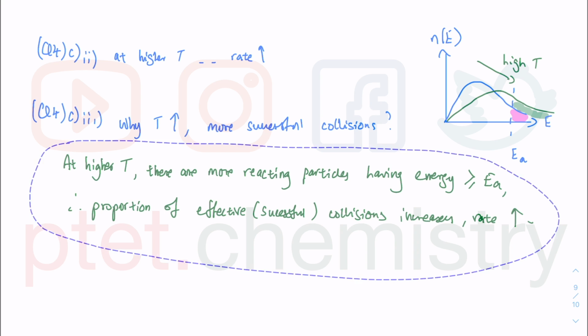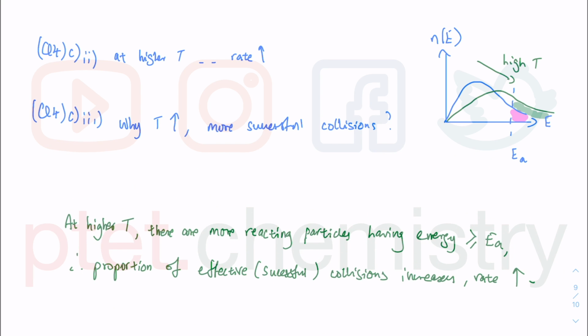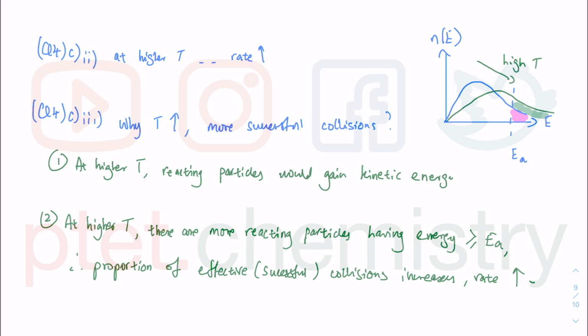Okay, but I think there's only one point. There's actually another point which I haven't talked about. I should really talk about speed as well. So at higher temperature, reacting particles or reacting molecules would gain more kinetic energy, because temperature is actually a measure of average kinetic energy of the particles. So they will gain more kinetic energy. They move faster. They collide more frequently.